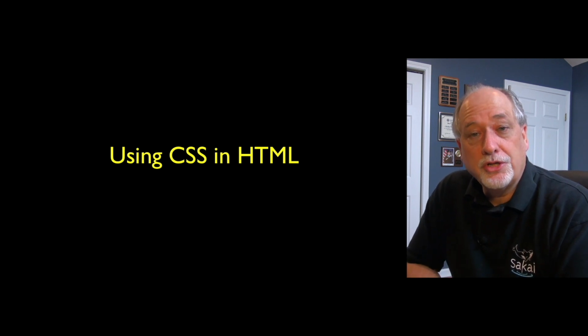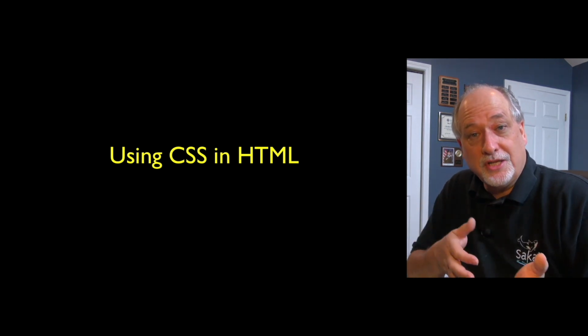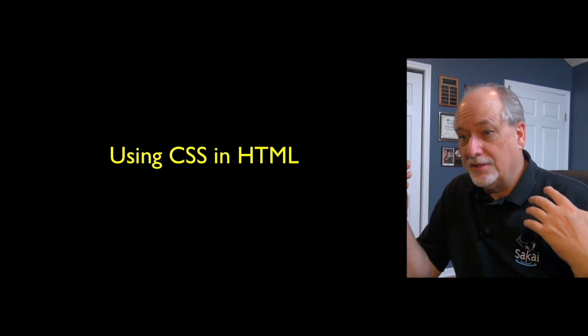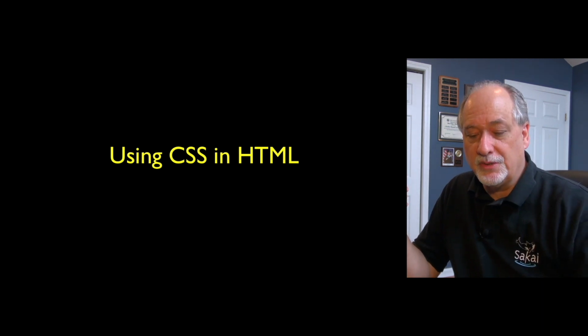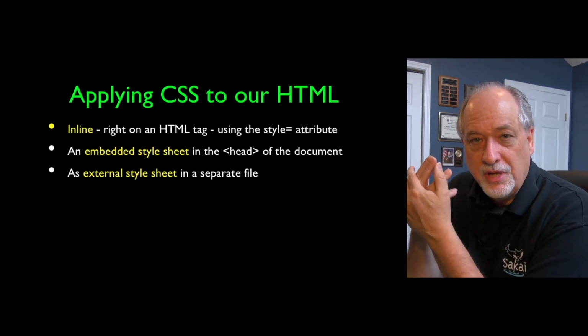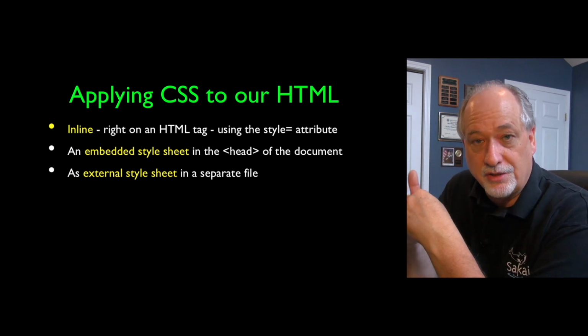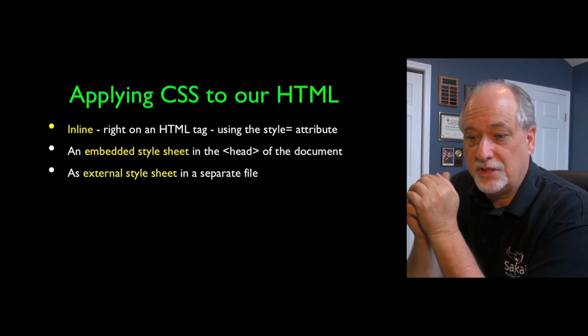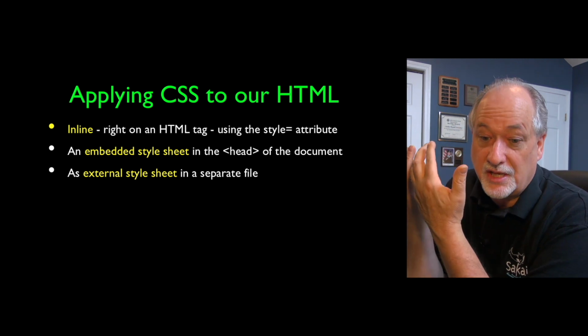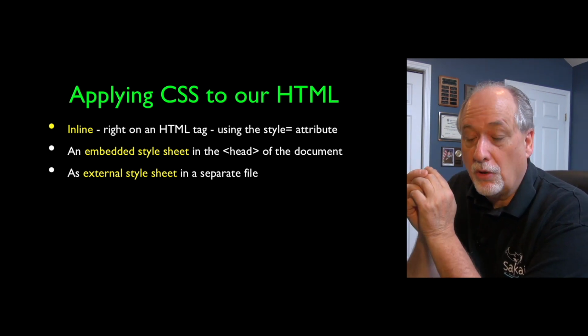So welcome back. Now we're going to talk about how you use CSS within HTML, how you take these CSS rules and apply them to the various parts of HTML. And there are three basic ways that we do this. One is we take an HTML tag and use the style attribute and just put those little CSS key value settings right there, very close.